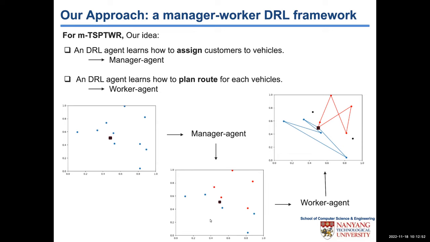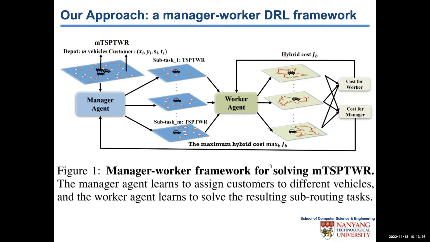In the first phase, the manager agent consumes the instance at hand and assigns the customers to each salesman. For example, in the instance here, it assigns these five customer locations to the blue salesman and these five customers to the red salesman. Then it passes this problem to the worker agent, and the worker agent works out for each salesman how this salesman should travel to deliver services so as to make the rejection rate and the tour length minimum. This is the logic flow of our framework. With this logic flow, we propose the overall framework of our method. On the left part, we have our manager agent.